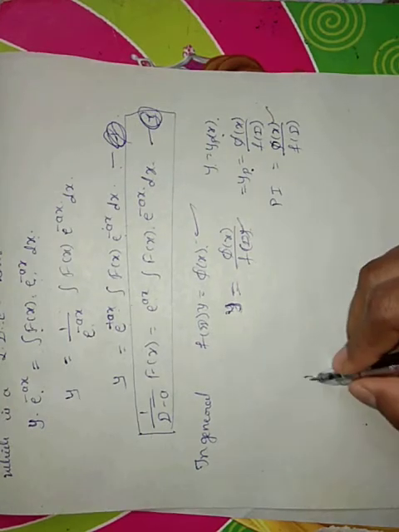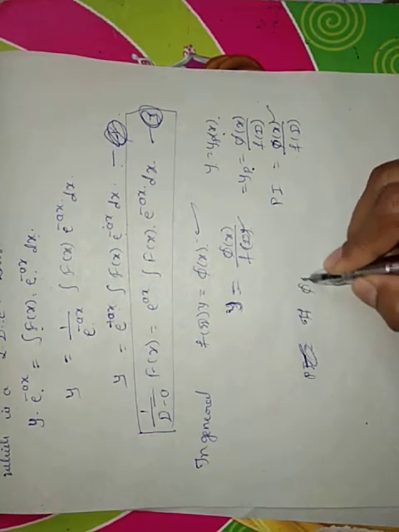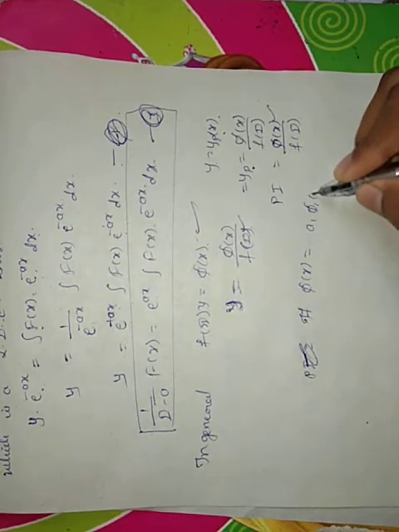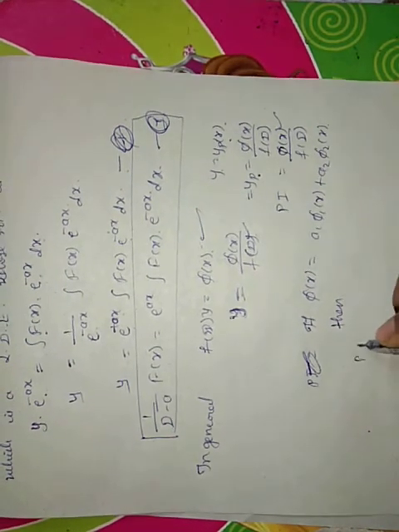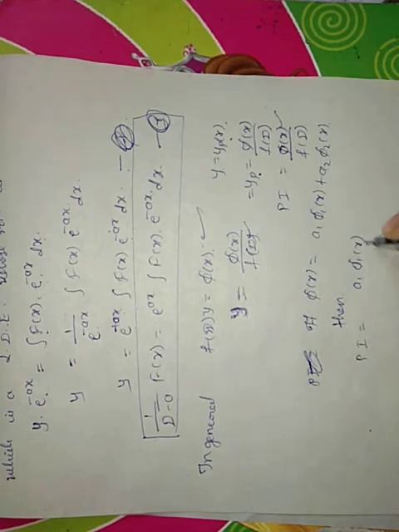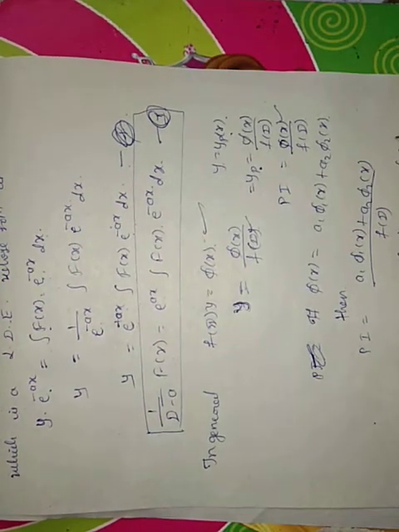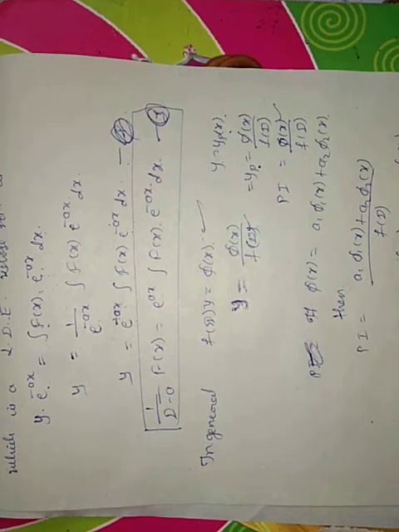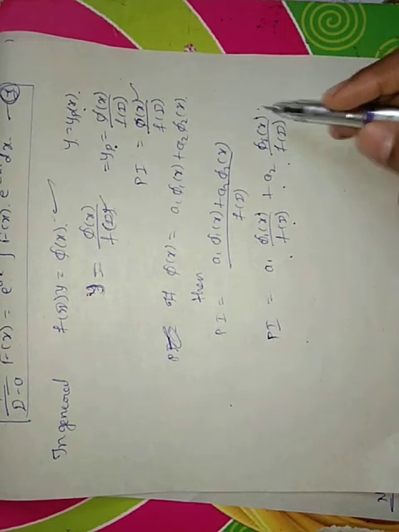Suppose your xi of x is given in the form xi of x is equal to a1 into xi1 of x plus a2 into xi2 of x, then the particular integral can be written as a1 into xi1 of x plus a2 into xi2 of x divided by f of d, which can be written as a1 into xi1 of x by f of d plus a2 into xi2 of x by f of d.